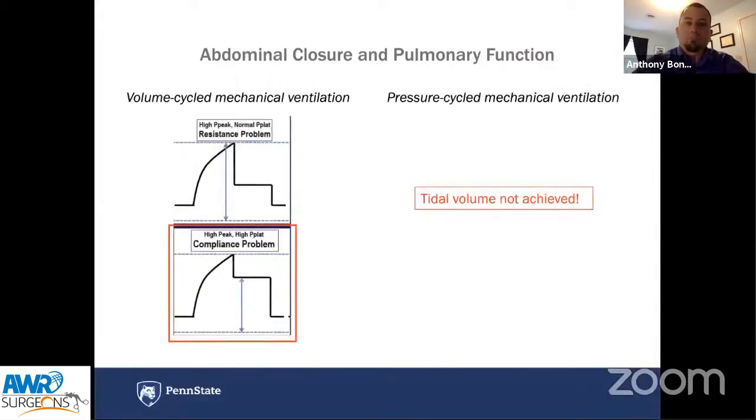postoperative pulmonary complications. Again, just to emphasize, you're only going to see these changes with peak and plateau pressures in patients who are on volume cycled mechanical ventilation. And this is the graph that I showed earlier. In the red box on the bottom left is what you'll see usually following abdominal closure, which is an increase in both the peak and the plateau pressures. If someone's on pressure cycled mechanical ventilation, as mentioned, the peak and plateau pressures are approximately the same, since the ventilator alters volume based on the pressures that you choose. And so a decrease in lung compliance is not going to cause a pressure alarm. It's just going to say that the tidal volume has not been achieved.